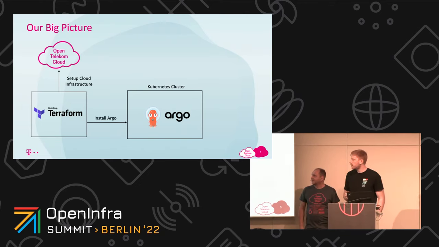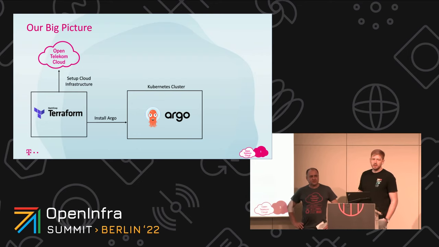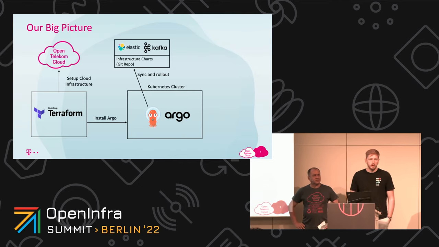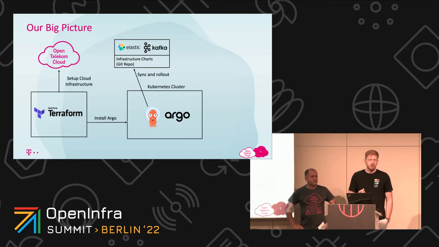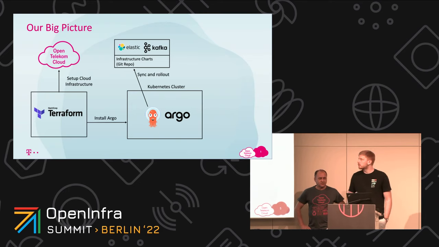There is a GitOps tool, which is called Argo CD. You can also use Flux if you want to. Argo CD does a pull deployment. That means it takes a look at some Git repository, and we call this Git repository the infrastructure charts repository, and it deploys everything that's inside there. This time we use Helm, and it installs the Elastic stack and the Kafka stack inside our Kubernetes cluster. It's super simple and straightforward.